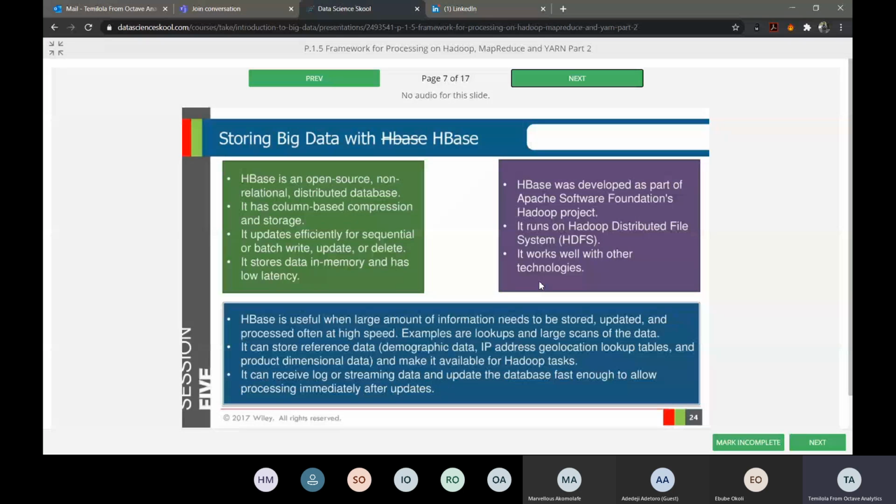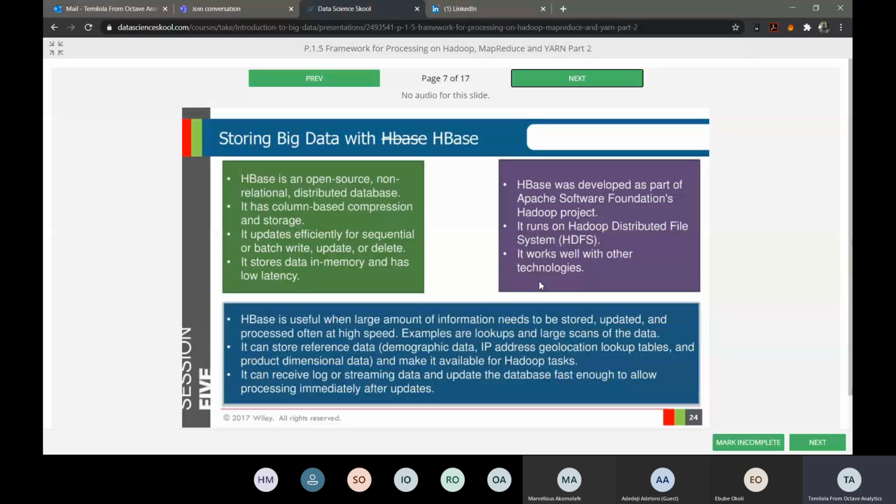add to it. So HBase is an open source, non-relational distributed database. Okay, it is column-based. It has column-based compression and storage, meaning you can compress the columns in HBase. The one that permits table partitioning and data bucketization is your Hive. HBase doesn't permit that, but HBase permits compression of data in terms of compressing the columns, just like your normal RDBMS, but it's quite different. Then with HBase, you can update efficiently.